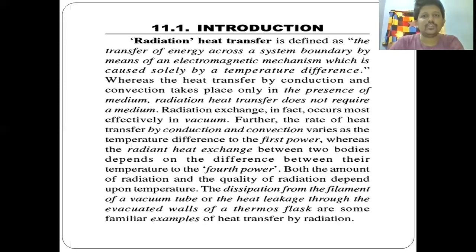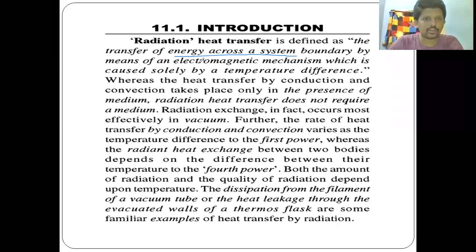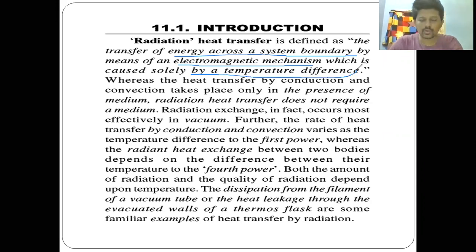As I mentioned, radiation is defined as a transfer of energy across a system boundary by means of an electromagnetic mechanism, which is caused by a temperature difference. That means radiation should transfer from one place to another place. Here, this happens only by the temperature difference, and this transfer is in the form of an electromagnetic mechanism. We have x-rays and gamma rays, and we know those are all radiations. Here, this is the radiation related to the heat transfer form. So when there is some temperature difference, the energy is transferring across the system boundary by means of an electromagnetic mechanism.